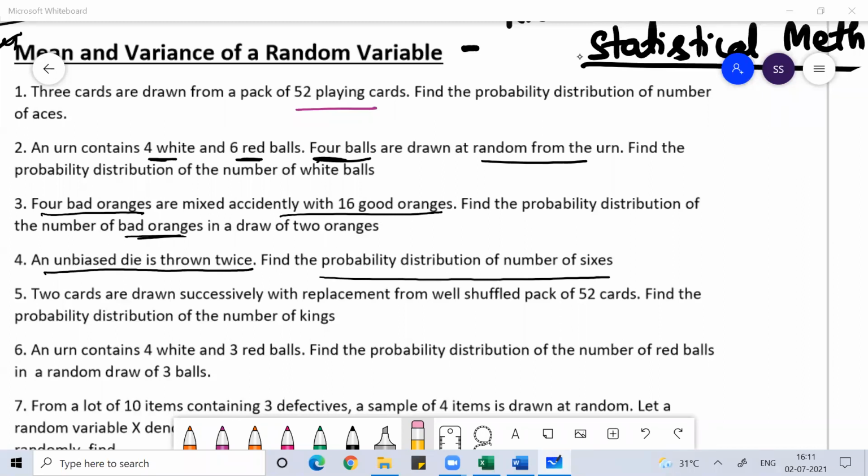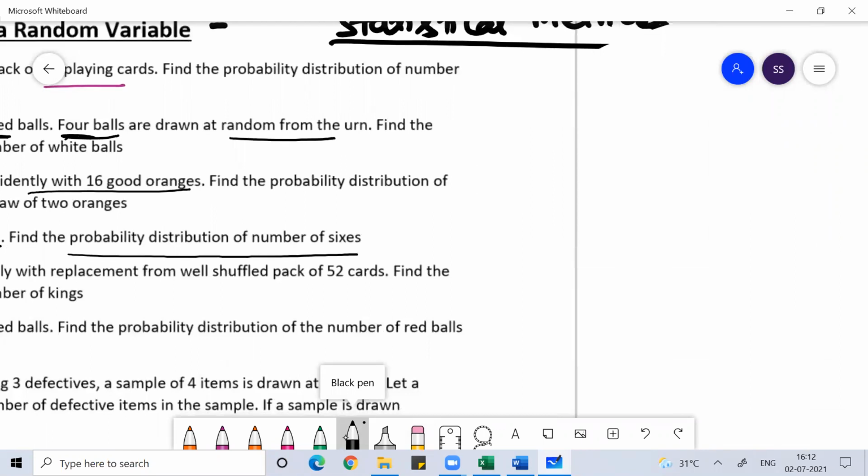So if you see this fourth one, two dice are there. An unbiased dice thrown twice means, another way you can say it, either one dice thrown twice or two dice thrown together once. Both mean the same thing. So what is the probability of getting the number of 6s? What can happen? You will not get any 6, or one time you get 6, or both times you get 6. You throw it two times and the total probability will be 1.